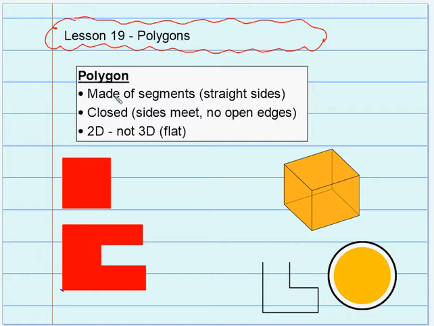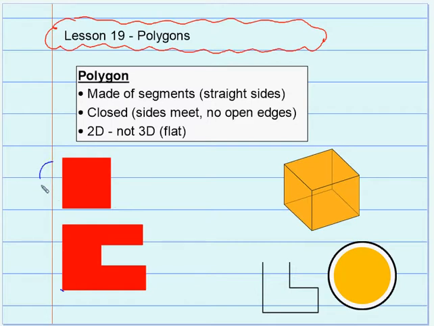So what is a polygon? Well, a polygon is made of segments, so it has straight sides. It is closed, which means the sides meet, there are no open edges, and it's 2D, not 3D. So it's a flat shape, it's two-dimensional, not three-dimensional. And what do I mean by all of that? Well, look below here.